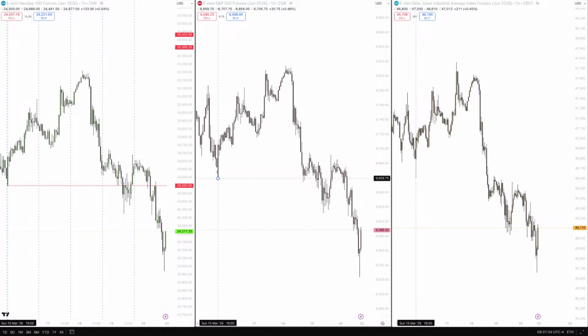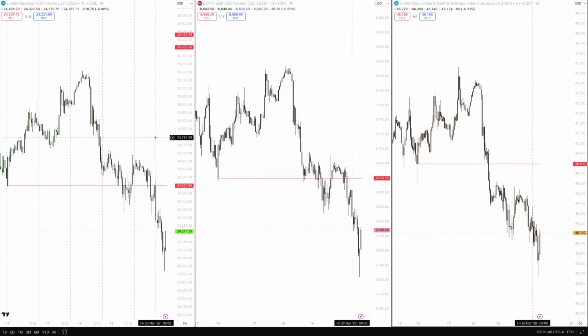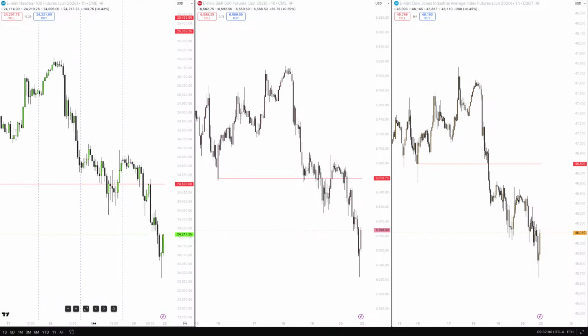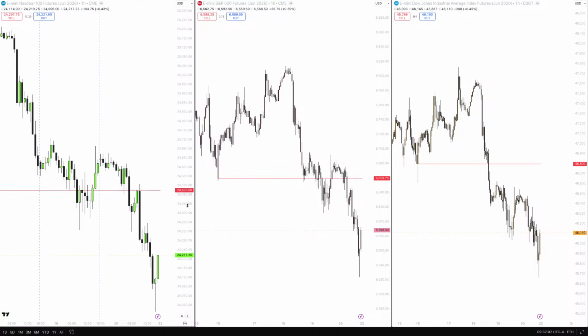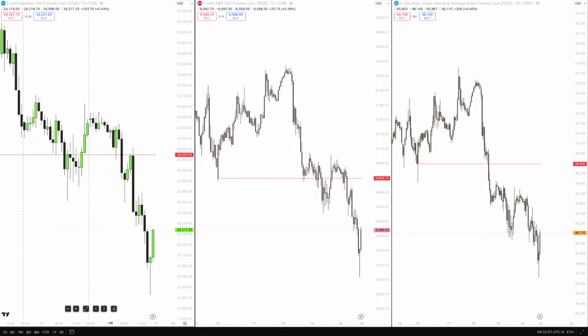So ES and YM. Okay. So yesterday we had the perfect example for that, and on Thursday as well. That is amazing. So what I'm always considering here is the 1 hour time frame and the 30-minute time frame.